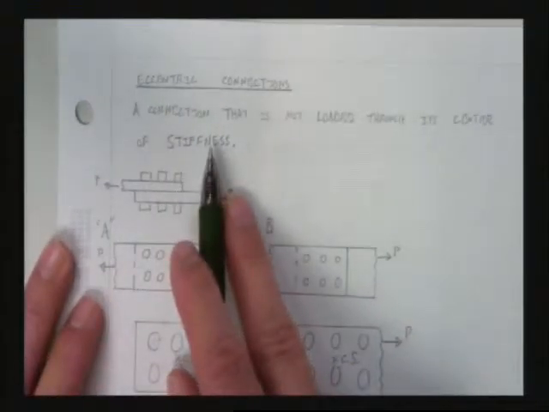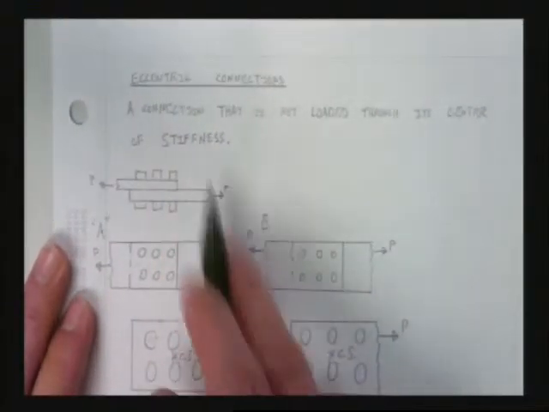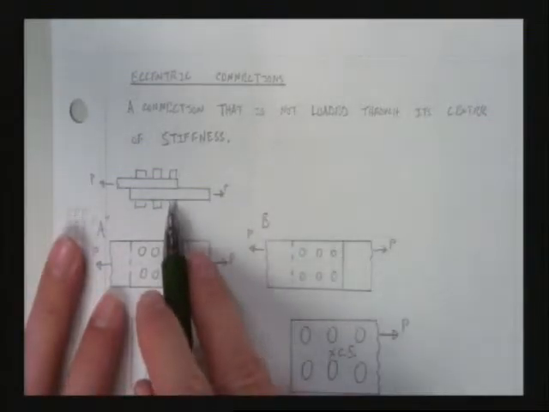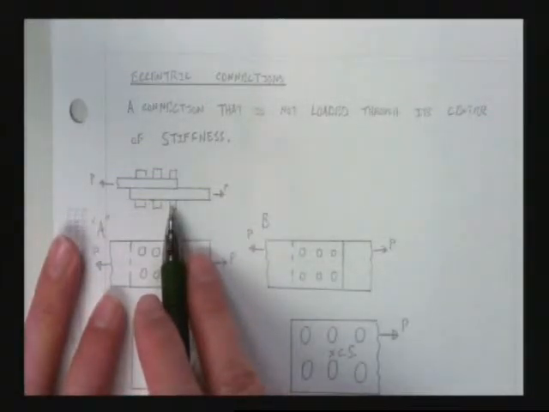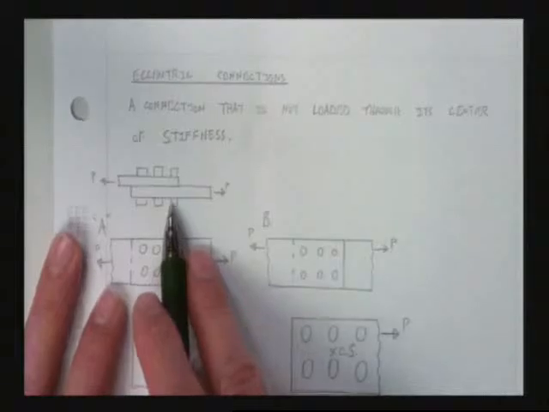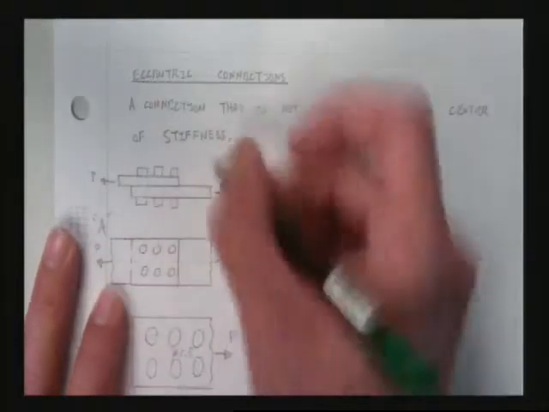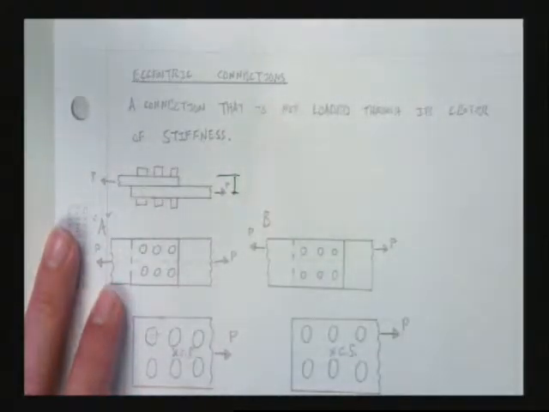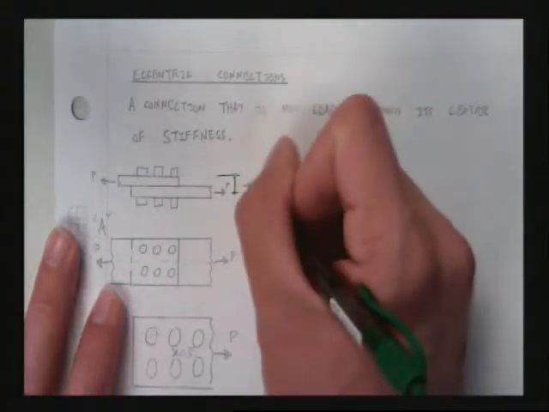We're going to talk about eccentric connections. That's really a connection that is not loaded through its center of stiffness. Okay? Not loaded through its center of stiffness. So if we have a connection like this, is that eccentric? Yes, it is. We don't even have to know anything about the bolts, and there's eccentricity there, right? There's eccentricity between this load and this load. Are you with me? And that is an eccentric connection.